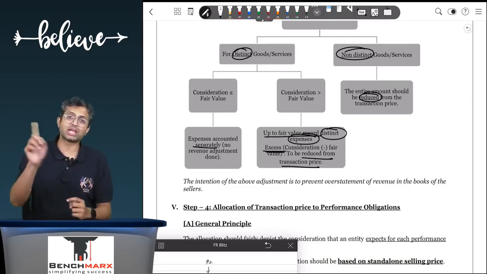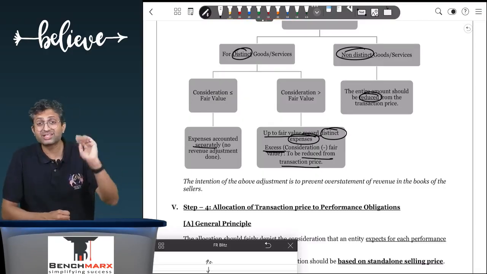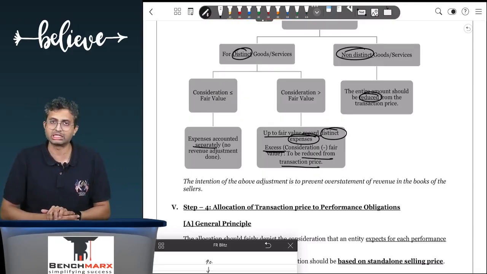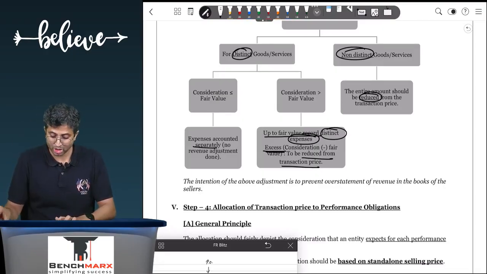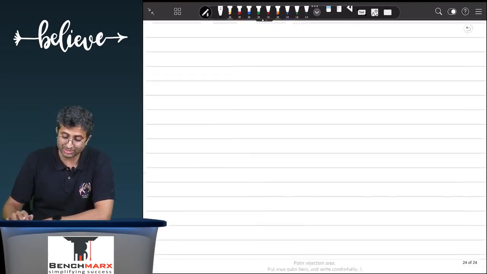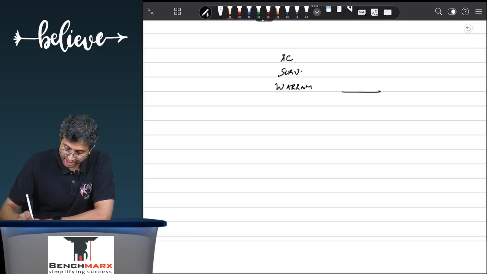And if the standalone prices are observable prices, that is the best. If that is not available, you can use other techniques as well. One of the techniques can also be residual approach. What do you mean by residual approach? It means leftover, which means, let us say there is AC, there is servicing, and then there is warranty. For all of these together, let us say 20,000 rupees is charged.